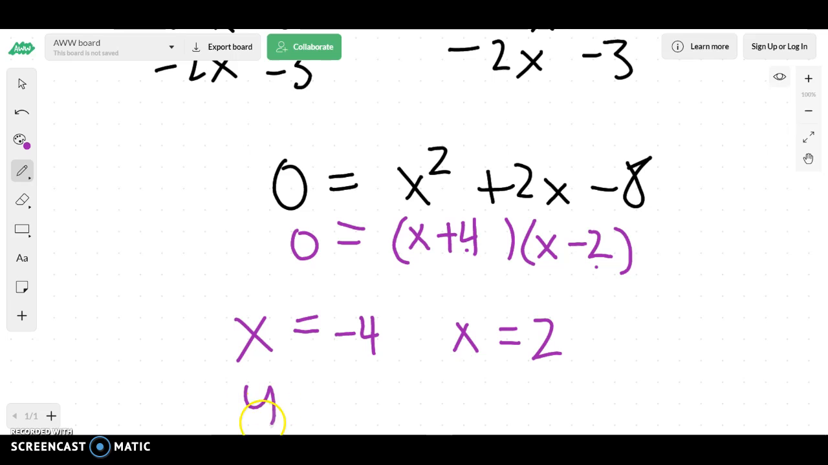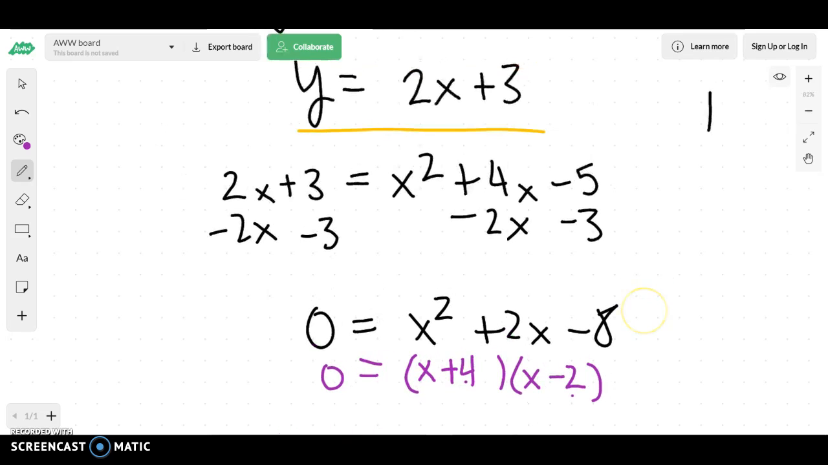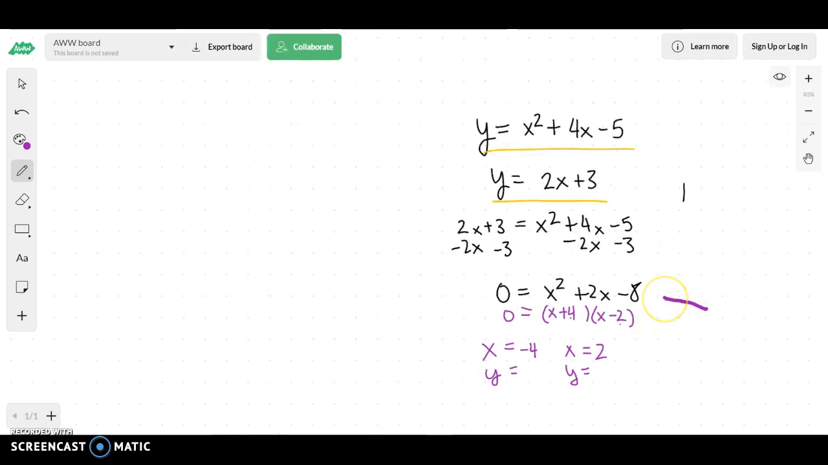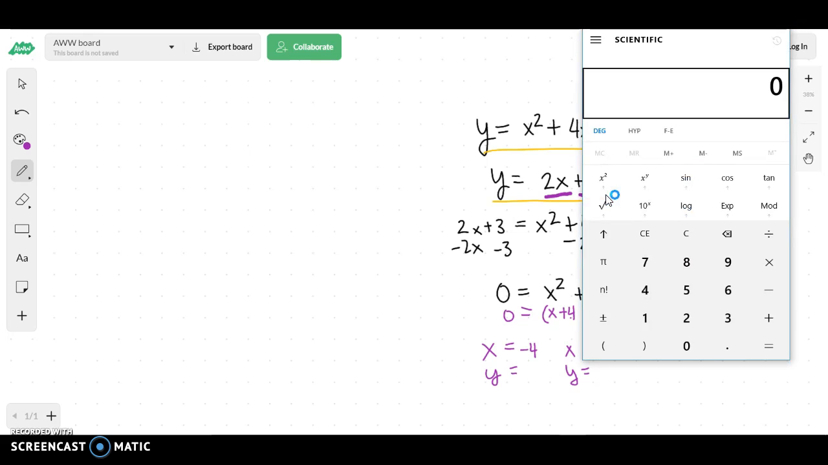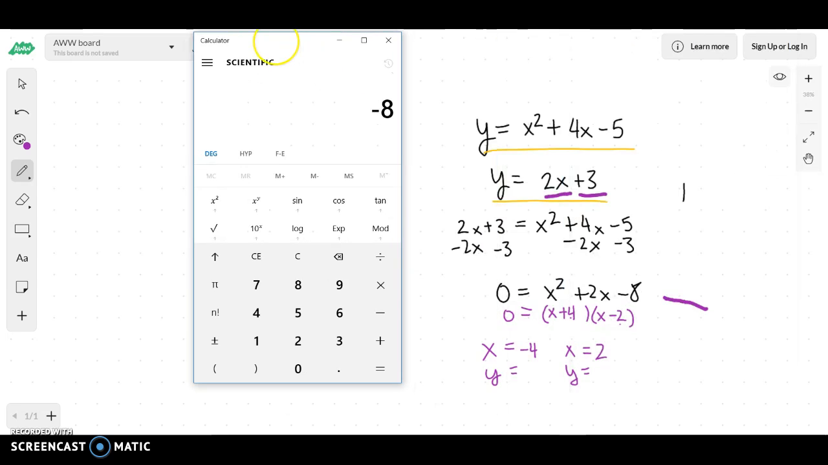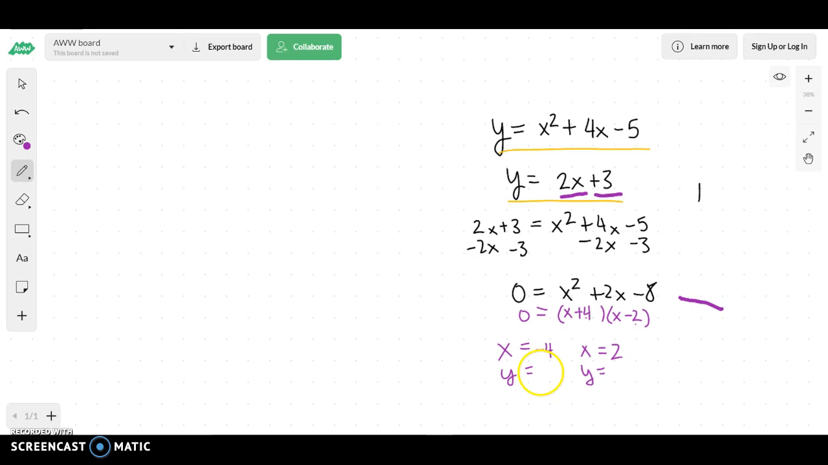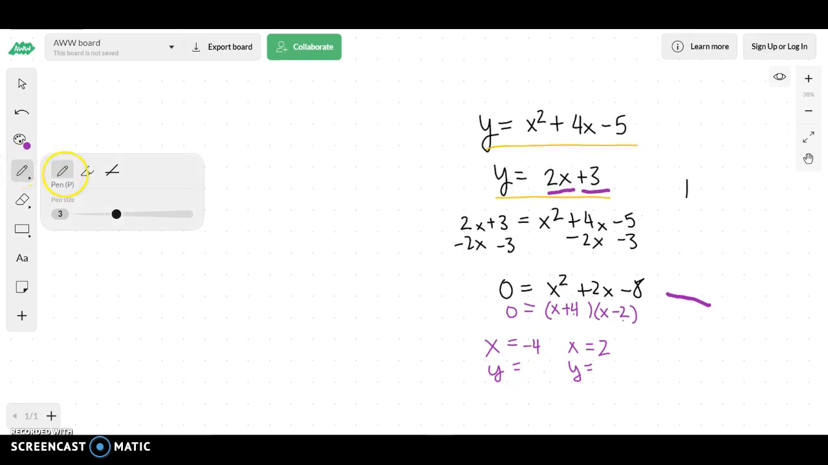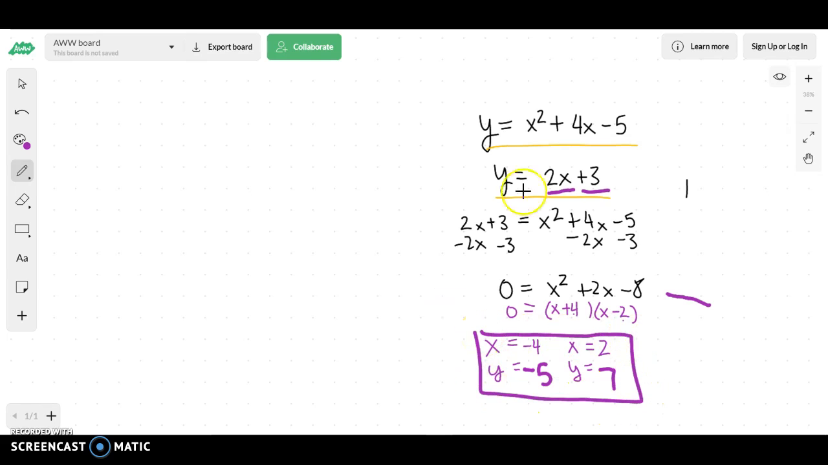And now I need to find my y values. You'd find your y values by plugging them both back into that original equation, which you can see is 2x plus 3. So if you plug in negative 4, you get negative 8 plus 3, which is negative 5. And then if you plugged in 2, you get 4 plus 3, which is 7. And this would be my answer.